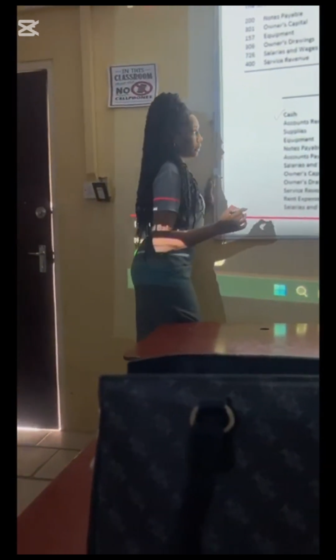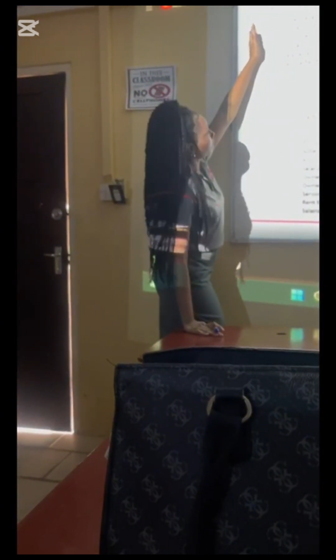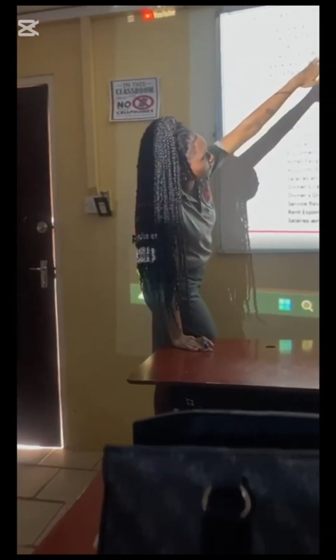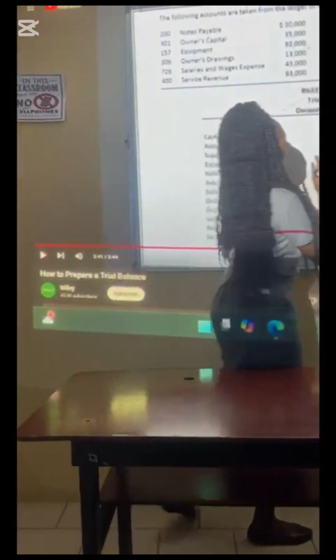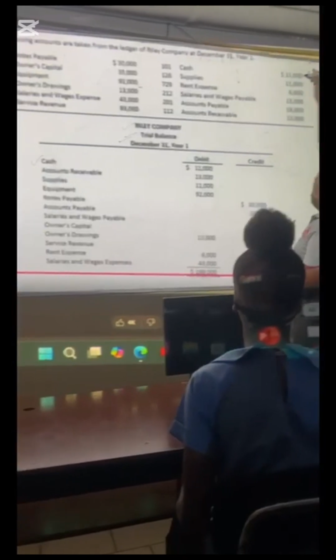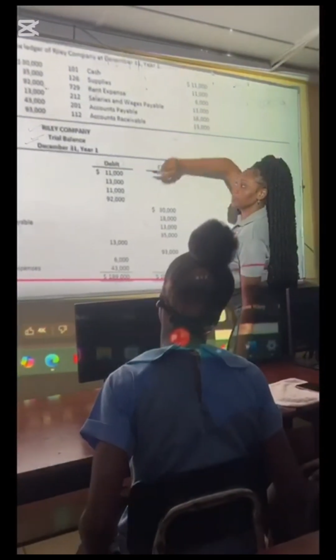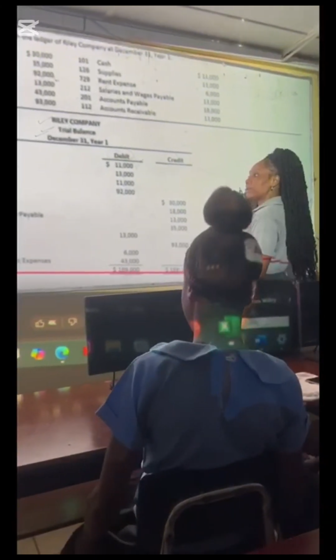Cash. Where did we get cash from? The accounts ledger. Right at the top here, general ledger. This is accounts taken from the ledger of Riley Company at December 31st, year 1. So they got cash here. Cash, where's cash? Cash at the top here. The amount for cash is $11,000. It's debited, right? Cash is debited.